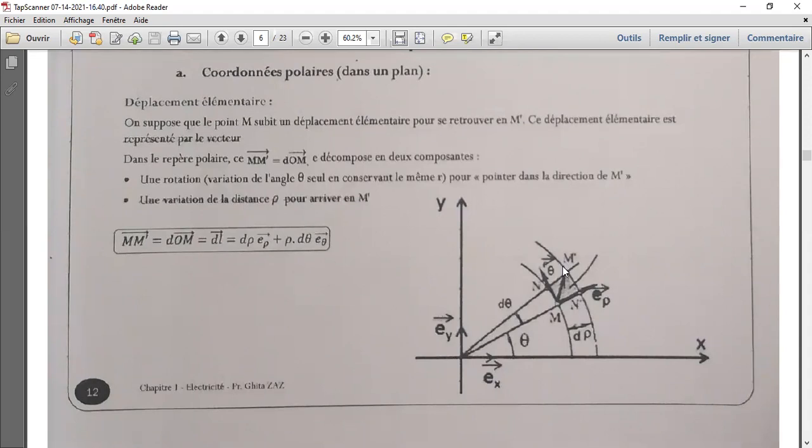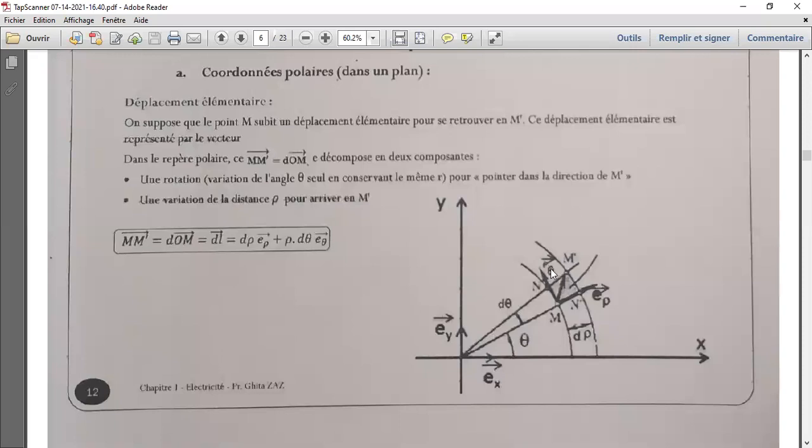So for me to move from M to M prime, I have to play with my two vectors, which are E theta and E rho. Which one do I play with first? There's one which I move first, and after moving it, I move the second one. So which one do I move first? I want you to pay attention here. The first one which I move is what?